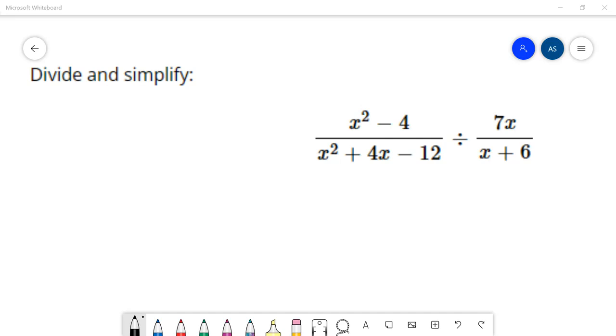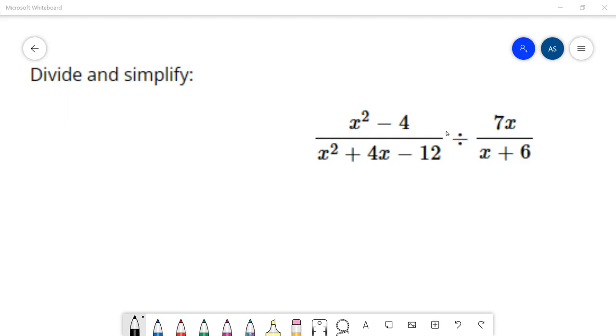Okay, so I'm working on the next 5 questions from practice test 3. This is question 11. The directions say divide and simplify. Looking at the expression that we have: x squared minus 4 over x squared plus 4x minus 12 divided by 7x over x plus 6.